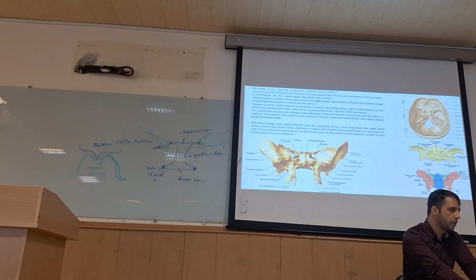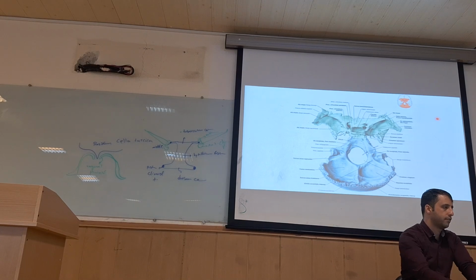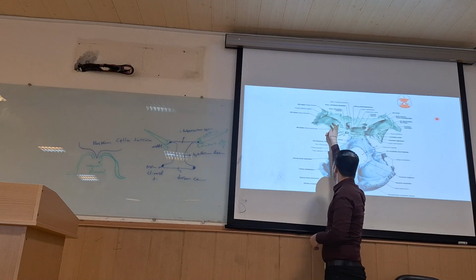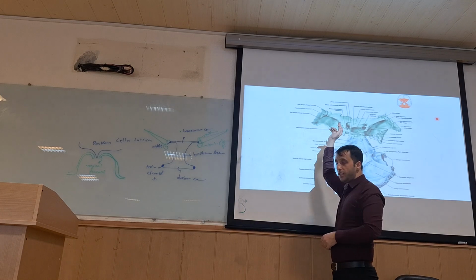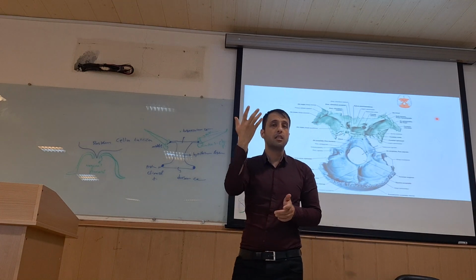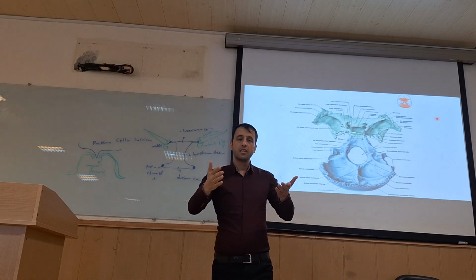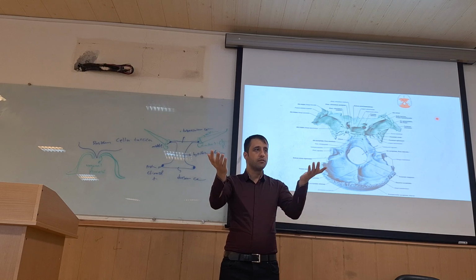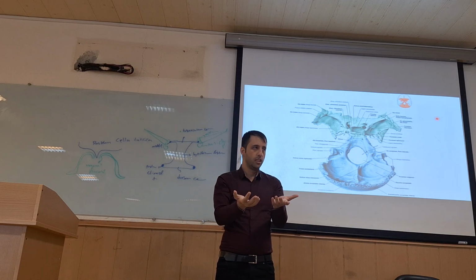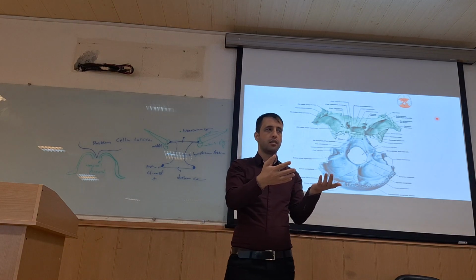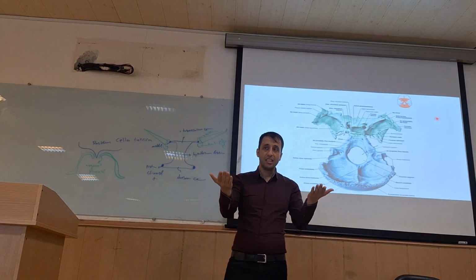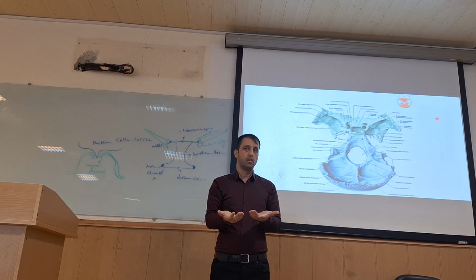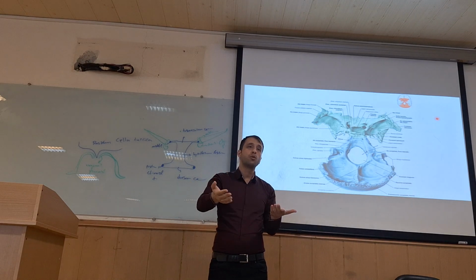Another part of the greater wing of the sphenoid. Look at the greater wing. Here is the greater wing. I said that the greater wing has three surfaces. One surface is seen in the superior view and makes some part of the middle cranial fossa. It is named the intracranial surface. One surface is located in the inferior view of the skull. It is named the temporal surface.